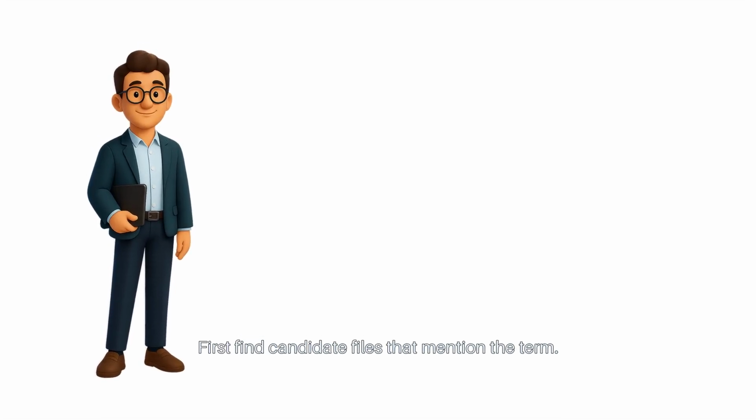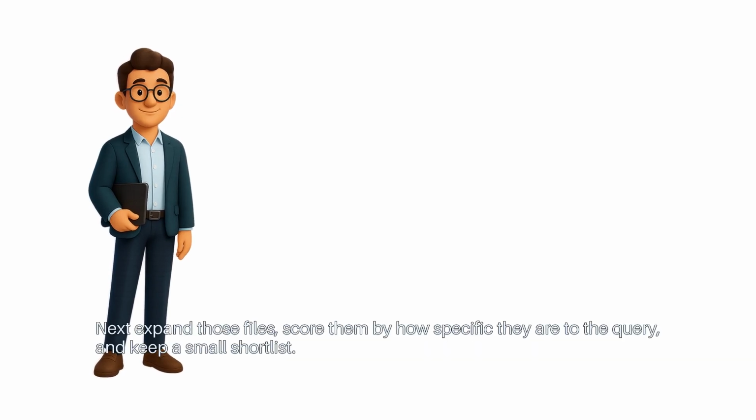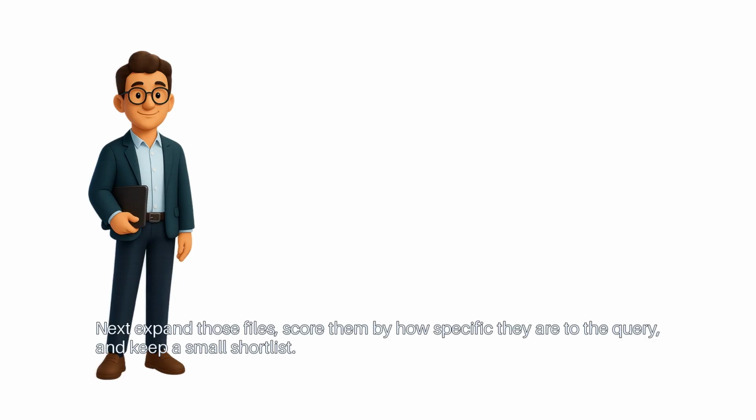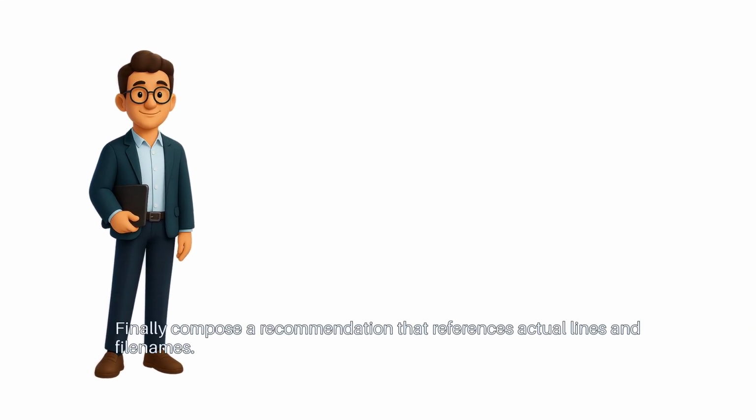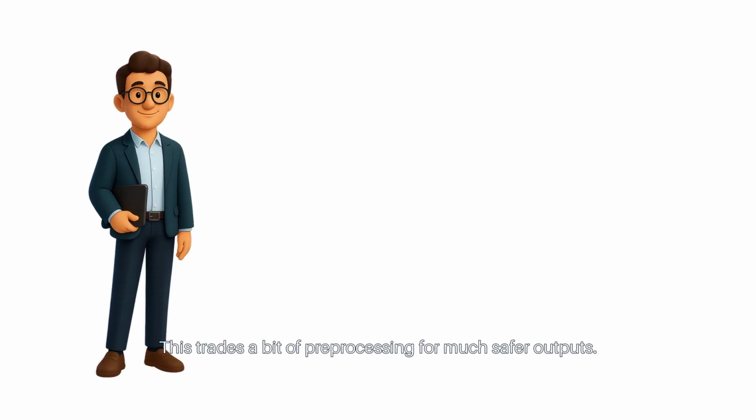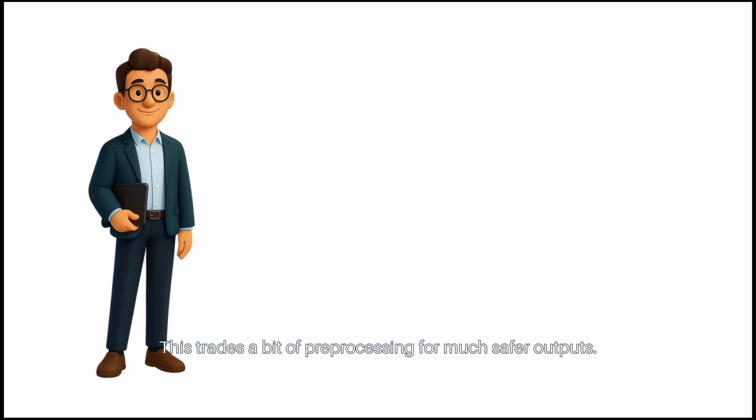First, find candidate files that mention the term. Next, expand those files, score them by how specific they are to the query, and keep a small shortlist. Finally, compose a recommendation that references actual lines and file names. This trades a bit of pre-processing for much safer outputs.